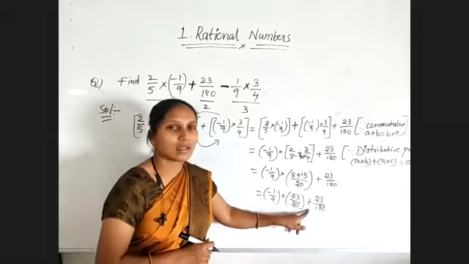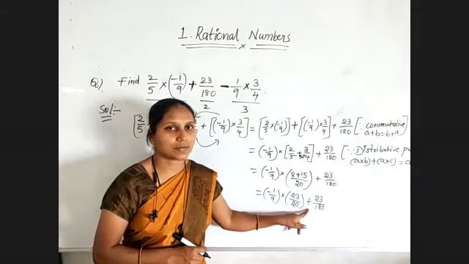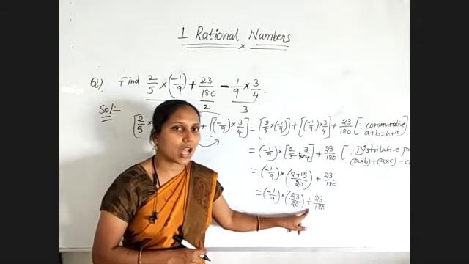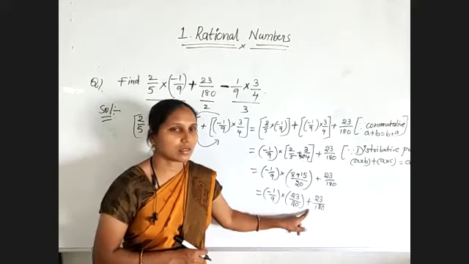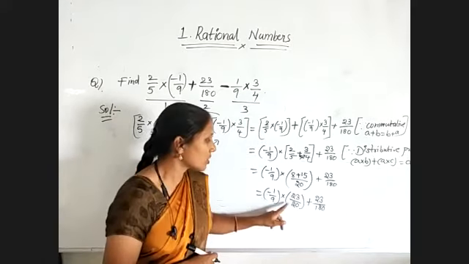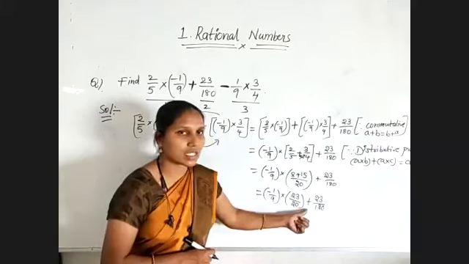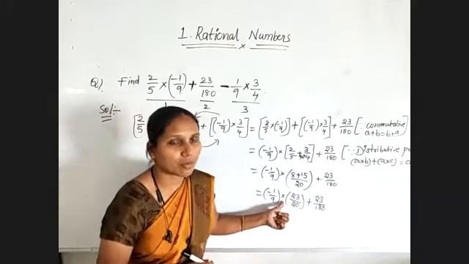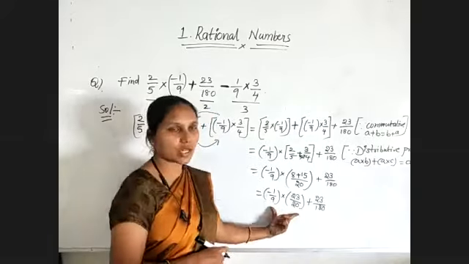Into and plus: according to the BODMAS rule, we have to finish into first. BODMAS: brackets, of, division, multiplication, addition, subtraction. Multiplication and addition are there, and multiplication has the first priority. So we need to simplify the multiplication operation first.